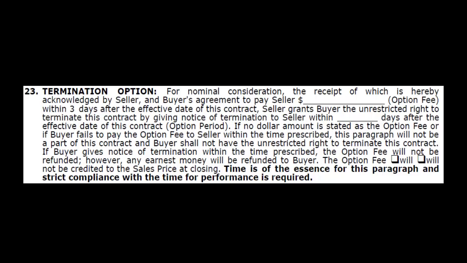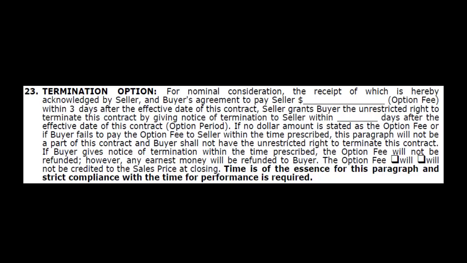Okay, so the seller grants the buyer the unrestricted right to terminate this contract by giving notice of termination. So the seller can't back out, but the buyer can. And the buyer has to give notice of the termination within a certain number of days. And you can put any number of days in that blank that you want to put. However, I say that anything less than 5 days is really probably not realistic, because you have to assume that in most cases there's going to be at least 1 day of a weekend involved in that time period.